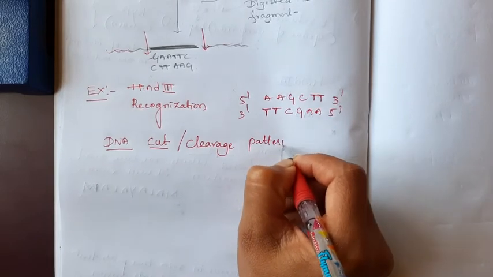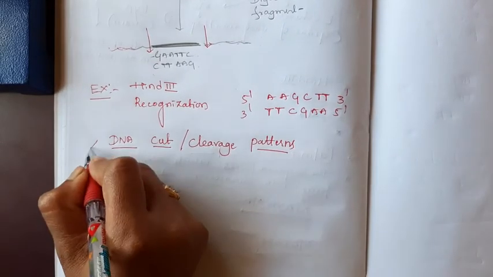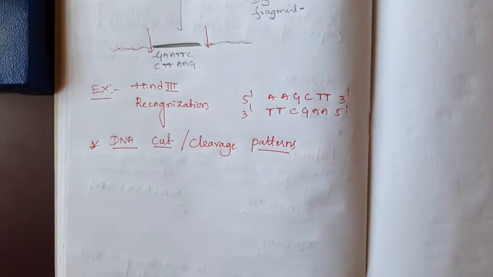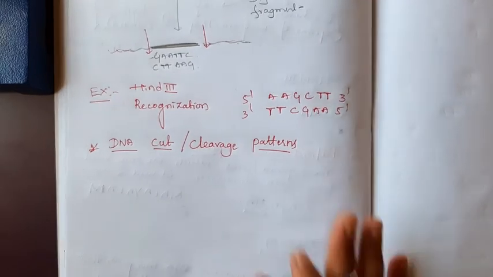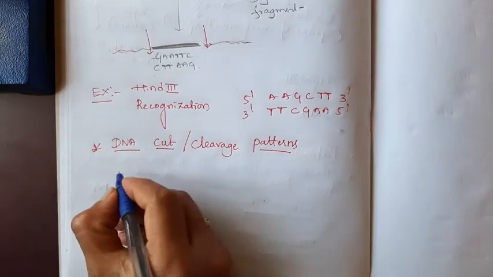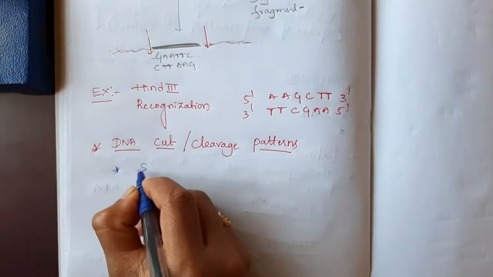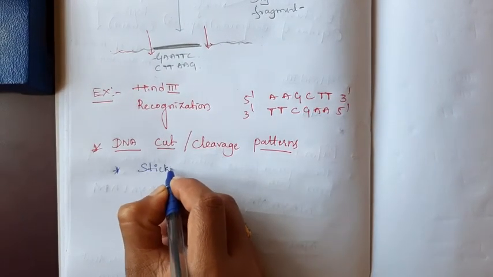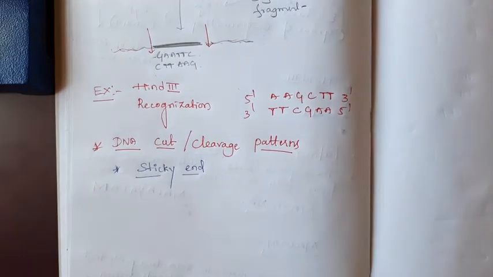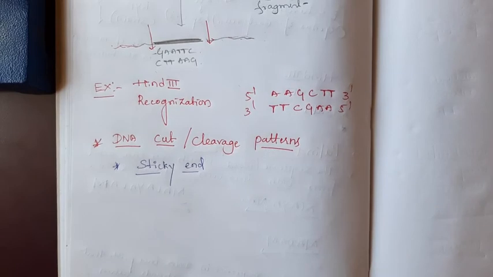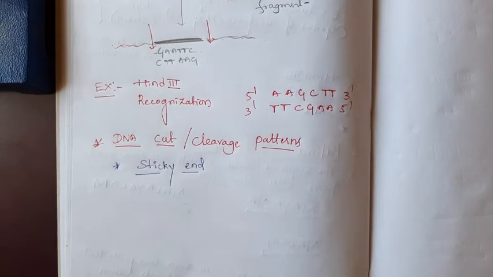There are two patterns of cutting or cleavage by the restriction enzyme, that is sticky end and blunt end. Sticky end and blunt end. I will write the first one, sticky end. A sticky end is a result of asymmetrical cleavage of phosphodiester bonds.